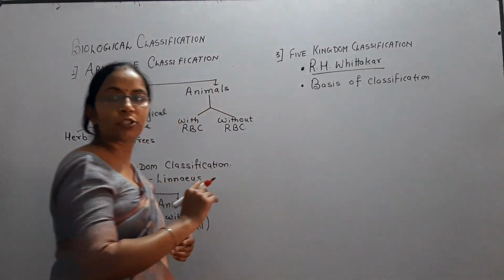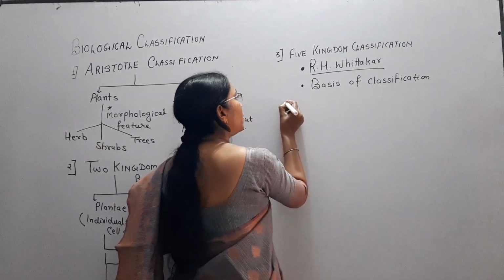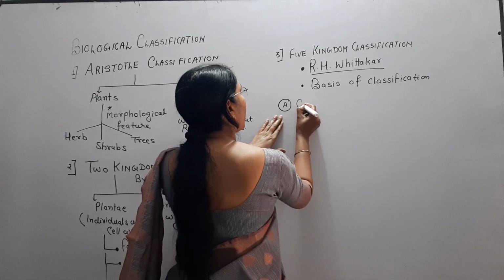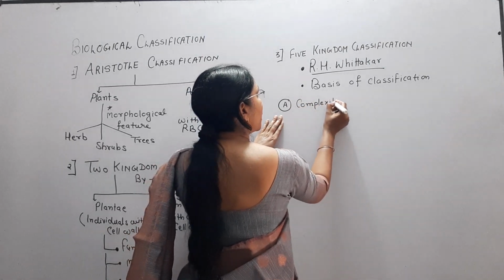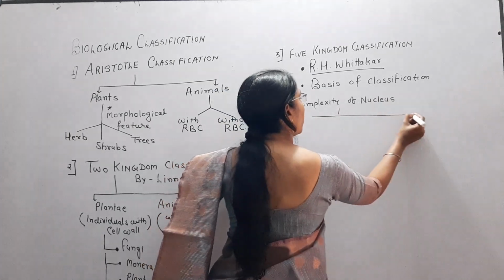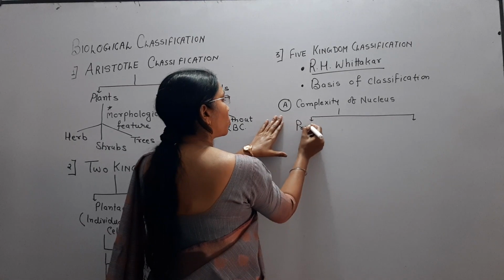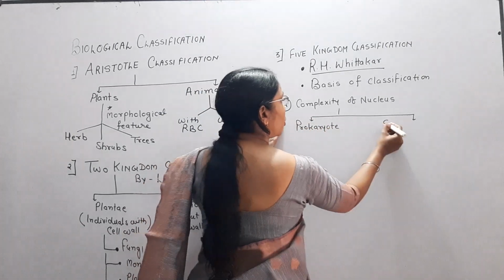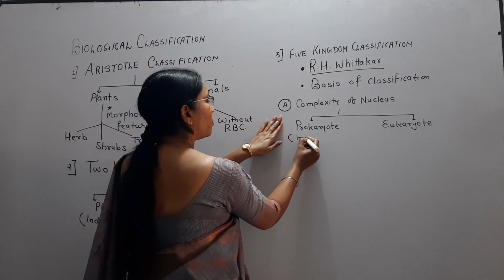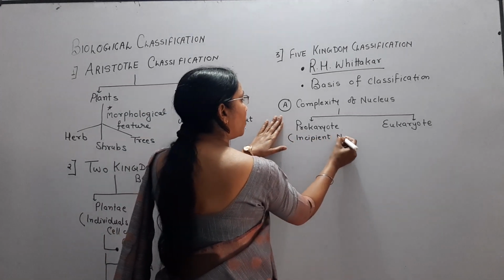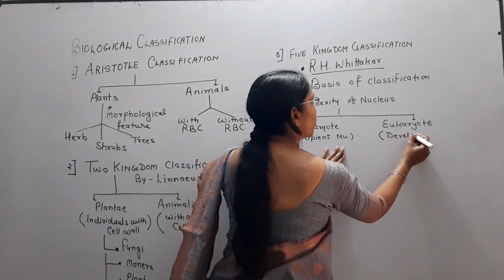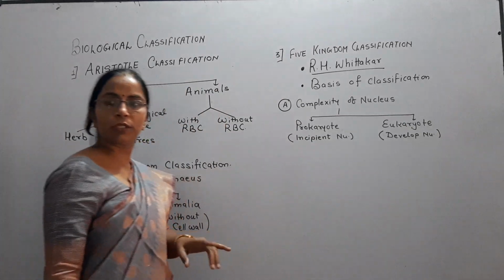Okay, so basis of classification. When you start studying, there are four criteria Whittaker used in his classification. The first criteria, see, the first criteria is complexity of cell, and simply you remember it as complexity of nucleus. On the basis of complexity of nucleus, the cells are divided and the entire living world is divided into two groups, that is prokaryote and eukaryote. Already you all know what prokaryote and eukaryote are. In simple terms, prokaryote means cell with incipient nucleus or primary nucleus, whereas eukaryote means cells are present with developed nucleus or advanced nucleus. So this is the first criteria.